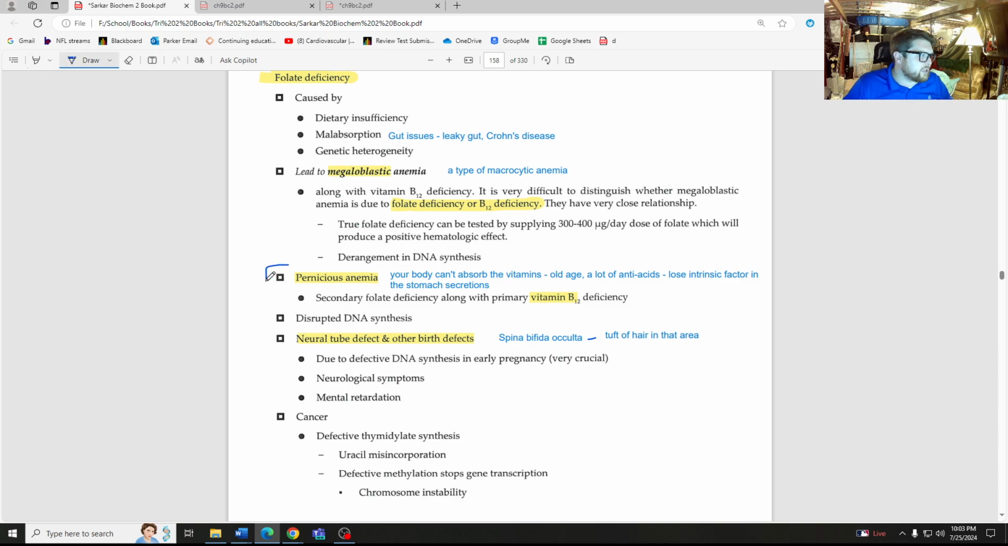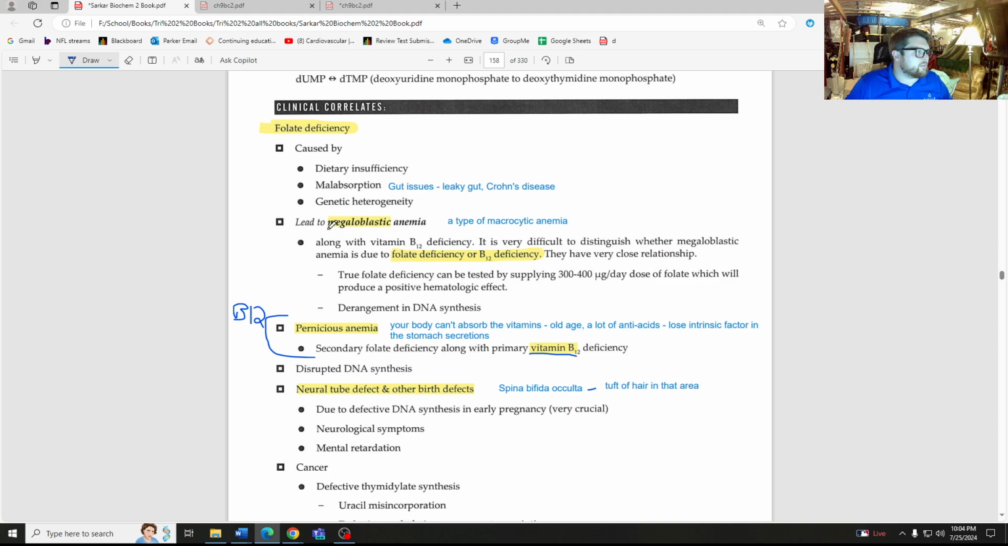Personally, I would include this with B12, not B9. So if you see pernicious anemia associated with B12, not so much B9. But if it's asking about pernicious anemia and B12 isn't an option, then go with B9.